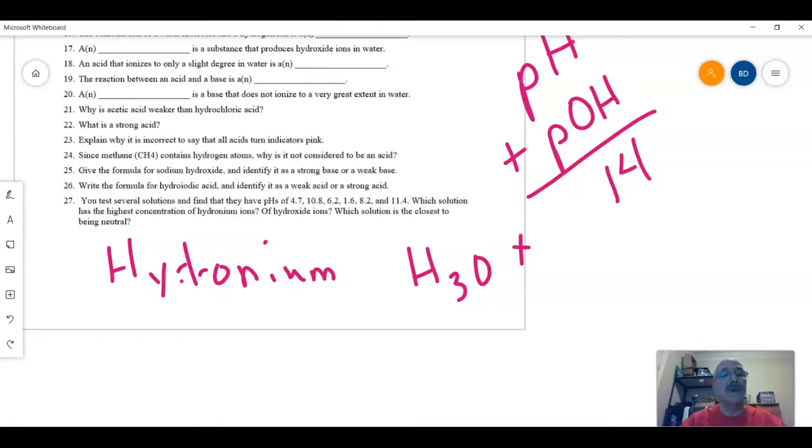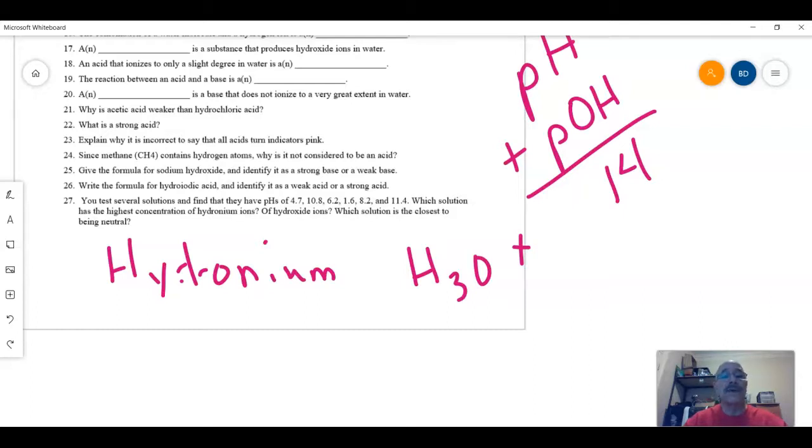Number 23. Why is it incorrect to say that all acids turn indicators pink? Because the only indicator that turns pink would be litmus paper. Okay, so litmus is an indicator, but not all indicators are litmus. Remember we looked at all the different kinds of indicators: bromocresol blue, phenolphthalein, alizarin yellow GG, all these really cool words. So there are lots of different indicators. They turn all kinds of different colors. But litmus is one of these specific ones that would turn pink if it was an acid.